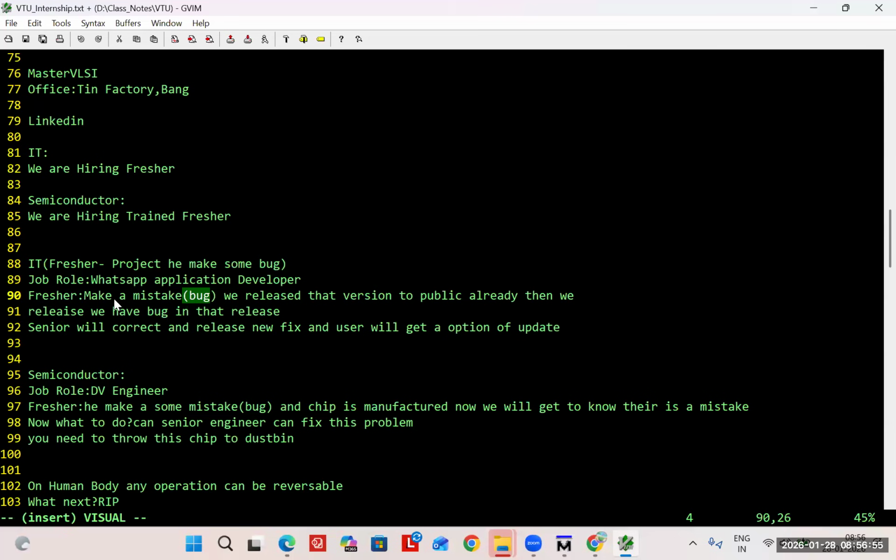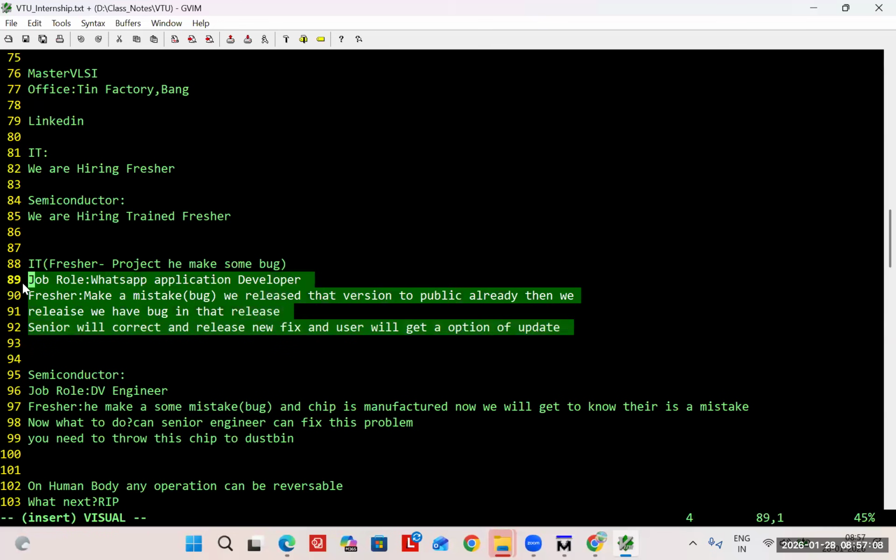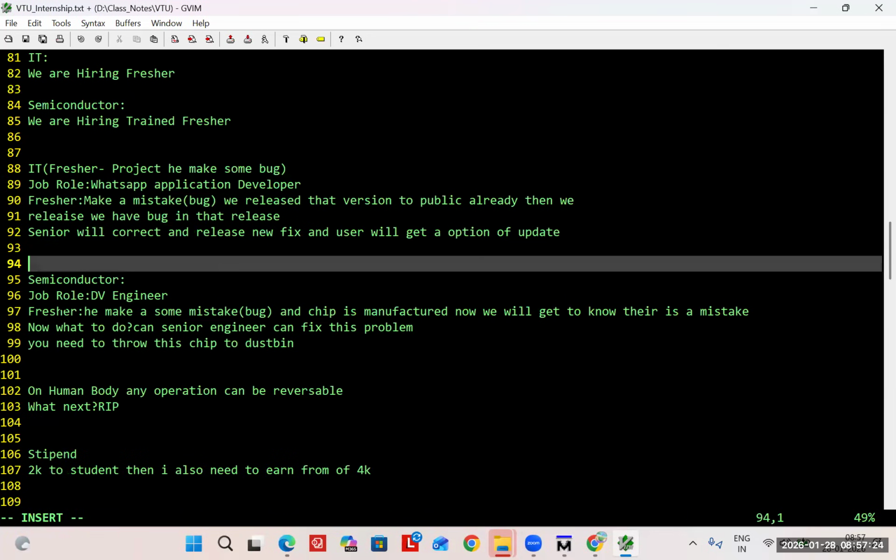So what? Nothing. One senior engineer will come, correct it, and release the new fix. Again you will get an option to update. Correct. Now tell me, did anyone lose money? Did the customer lose any money here, or the company? No, right? No loss, nothing. If you find any problem, no problem, I'll give you the update. That's it. Over.